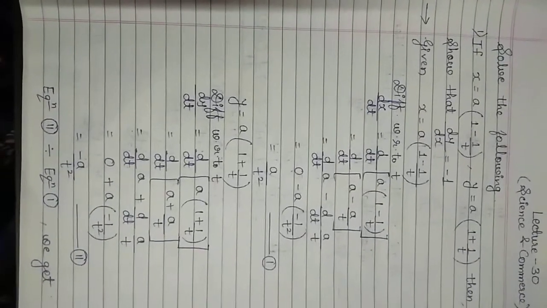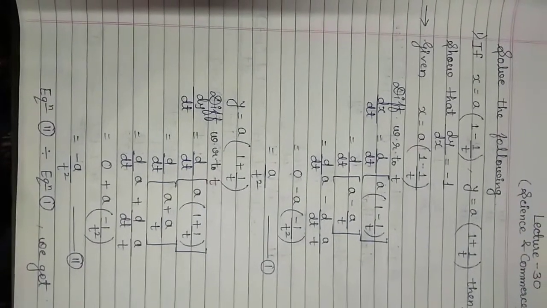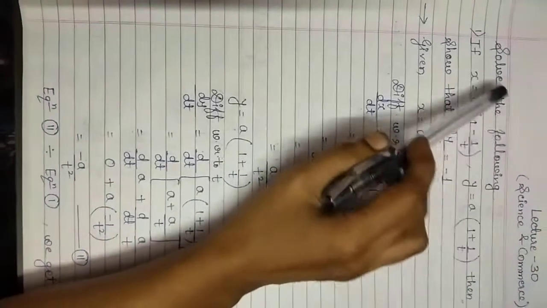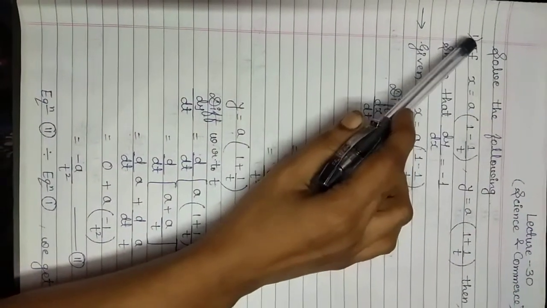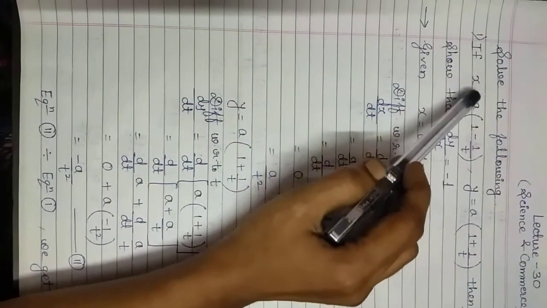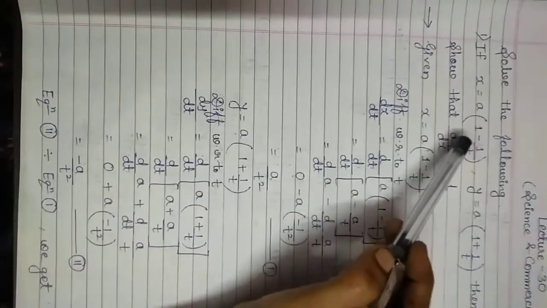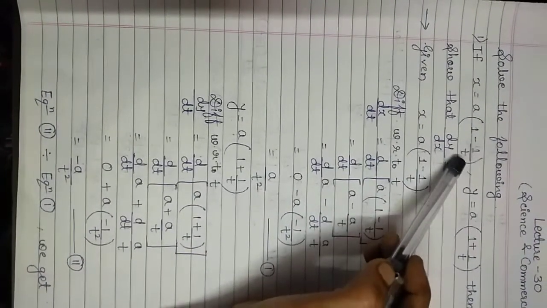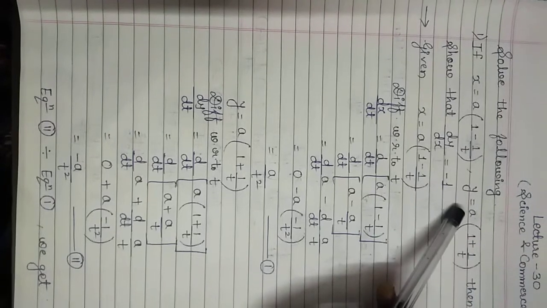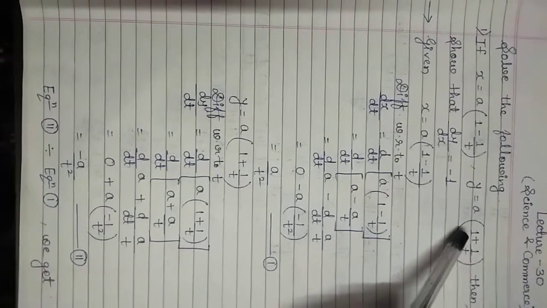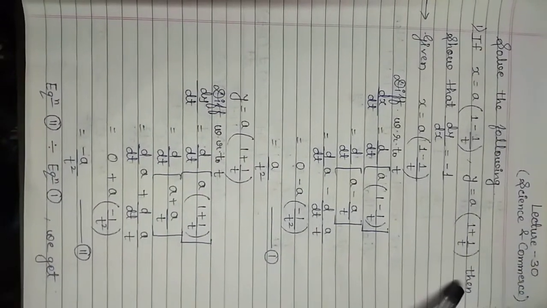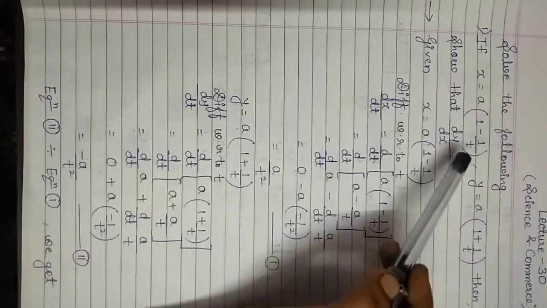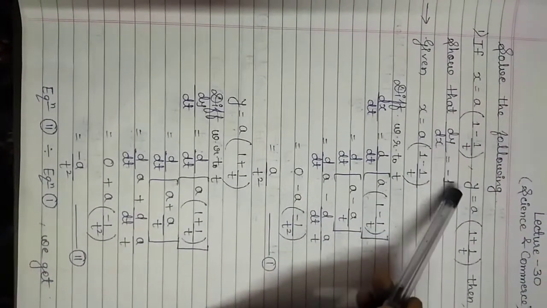Hello students, today we will learn a few sums on parametric functions. Solve the following. First, if x is equal to a into 1 minus 1 upon t, y is equal to a into 1 plus 1 upon t, then show that dy by dx is equal to minus 1.